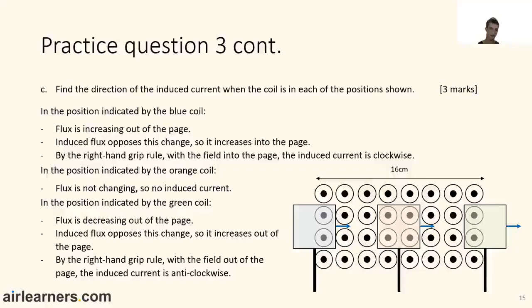And then finally, the green coil, we've got flux decreasing out of the page. So induced flux opposes that and it increases out of the page. So you can see there, essentially, you're decreasing into the page and increasing out of the page. By the right-hand grip rule, with the field out of the page, the induced current is anti-clockwise. So mark allocation, 1 mark for each direction at each position. You don't have to write that all down, but I would certainly encourage you to, especially in practice, because this is kind of how you get quite good at doing Lenz's law.